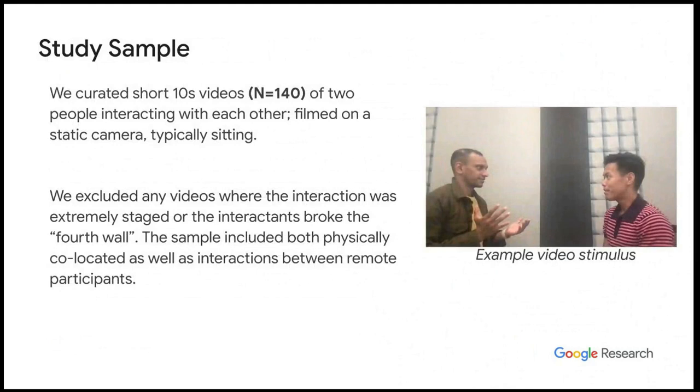Next, we dive into our study. The study sample consisted of 10-second video clips of people interacting with each other, filmed with a static camera. Previous studies have shown that reliable affect perception is possible even in short duration clips, so we constrained the duration to 10 seconds. We only included natural interactions of two people and excluded instances where one of the participants would break the fourth wall or talk into a camera as opposed to with each other. An example of an interaction is shown here.